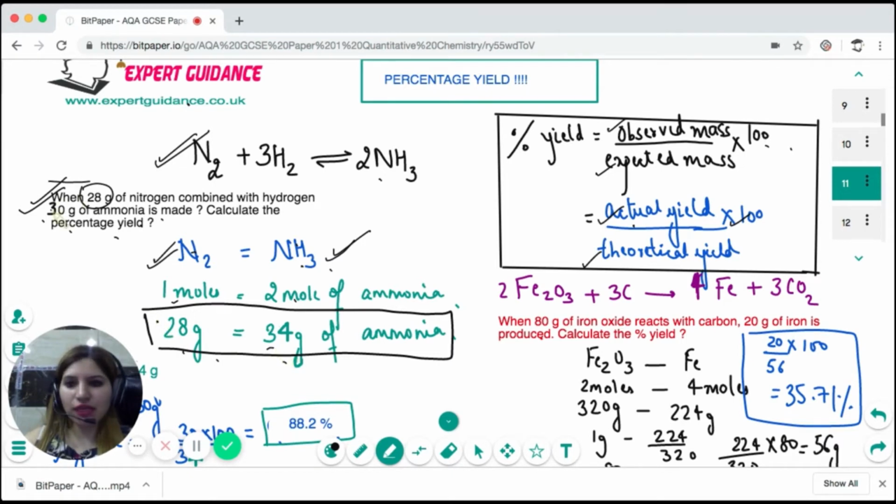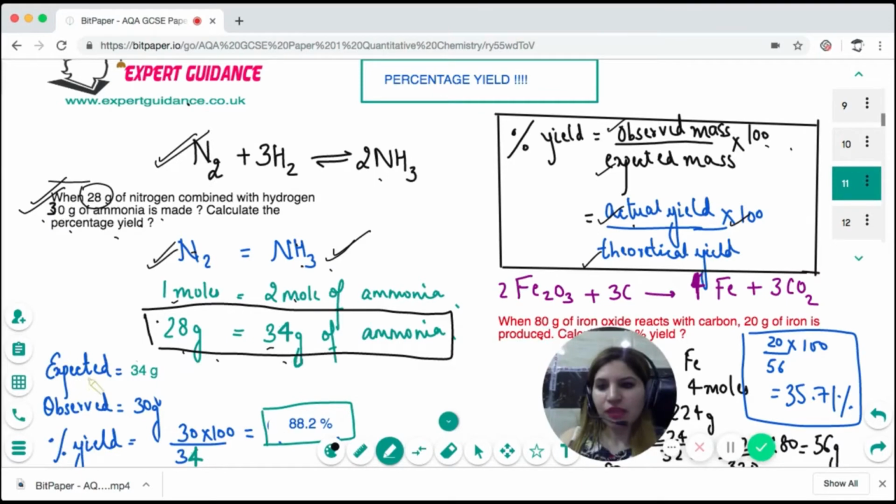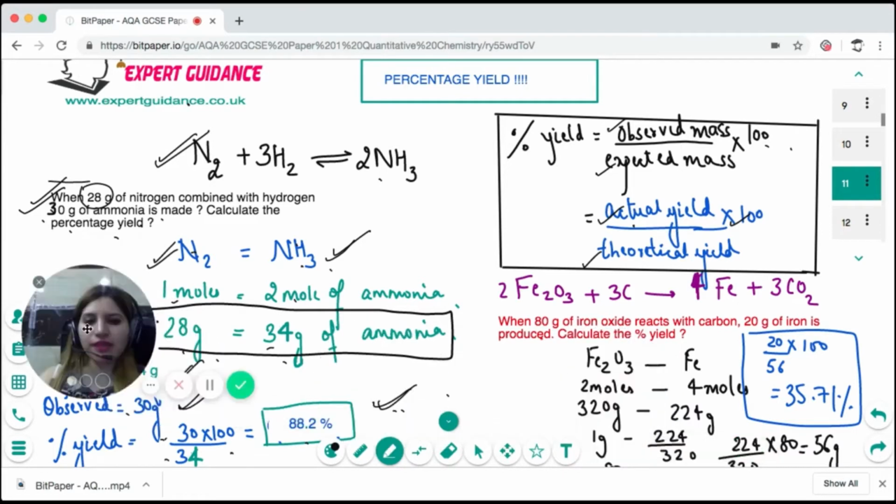But how much are we getting? We are getting 30 grams. So expected is 34, but observed is 30. So percentage yield is 30 over 34 times 100, which is 88.2%. Okay. Now let's take another example.